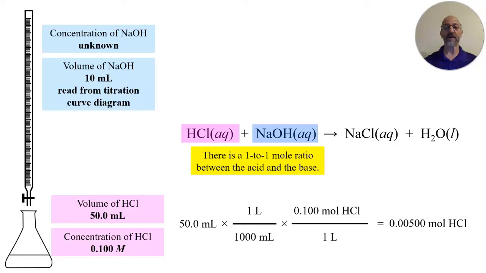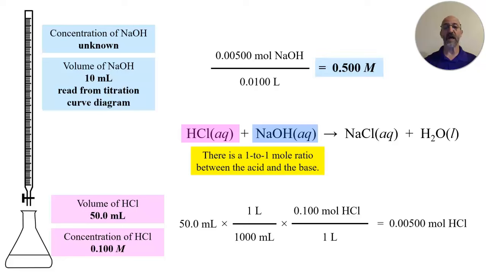That means that 0.005 is also the number of moles of sodium hydroxide. And that was 10 milliliters of sodium hydroxide added from the burette, as we read from the titration curve diagram. So 10 milliliters is equal to 0.01 liters when you divide by 1,000. So if I do moles over liters, 0.005 moles divided by 0.01 liters, I get the concentration of the sodium hydroxide in units of moles per liter. So that is the correct answer to question 8.